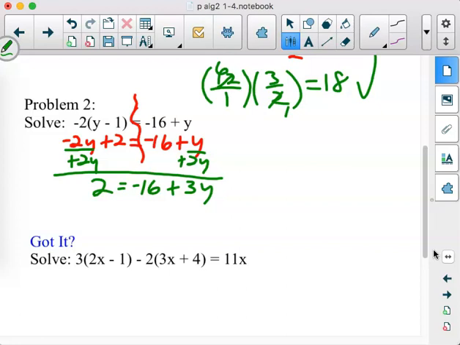Now that we have everything simplified and the y on one side, we can go back to thinking about the order of operations backwards. And since we have our y on the right-hand side, and the bottom step of please excuse my dear Aunt Sally is add and subtract, that's what we have to undo first. So I'm going to have to add 16 to both sides. And then divide both sides by 3.